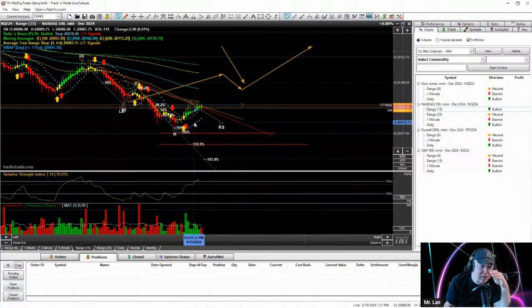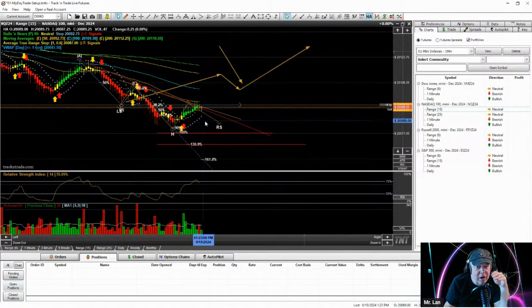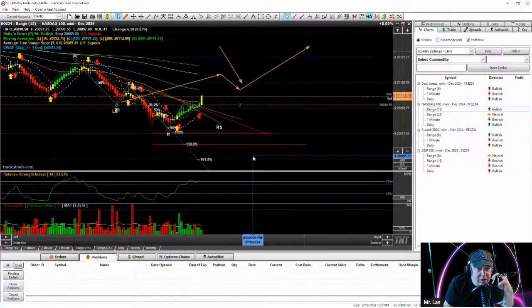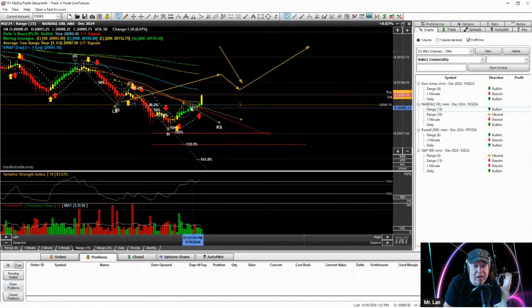Doesn't mean it can't go beyond that 3-drive pattern very simply, just like it did 3, 4, 5, 6, 7, 8, 9, 10. Certainly can. Just the odds of doing that are pretty low. So we as small speculators need to be careful not to take low odd trades. We want to take high odd trades.